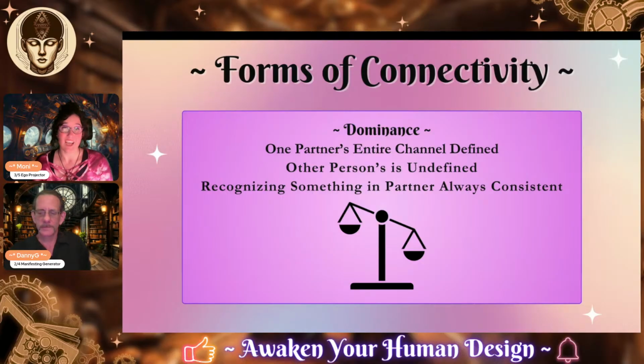So next up, we have dominance. This is when one partner's entire channel is defined, but the other person is completely undefined. This is recognizing that there's something in your partner that is always consistent, that is completely separate from you. One person has the whole channel, the other has no gates in the channel. You see them, they're different from you, and it doesn't bother you because you've got no skin in the game. To have skin in the game means to have a gate in the channel, or a gate in the electromagnetic, or to have two channels together.